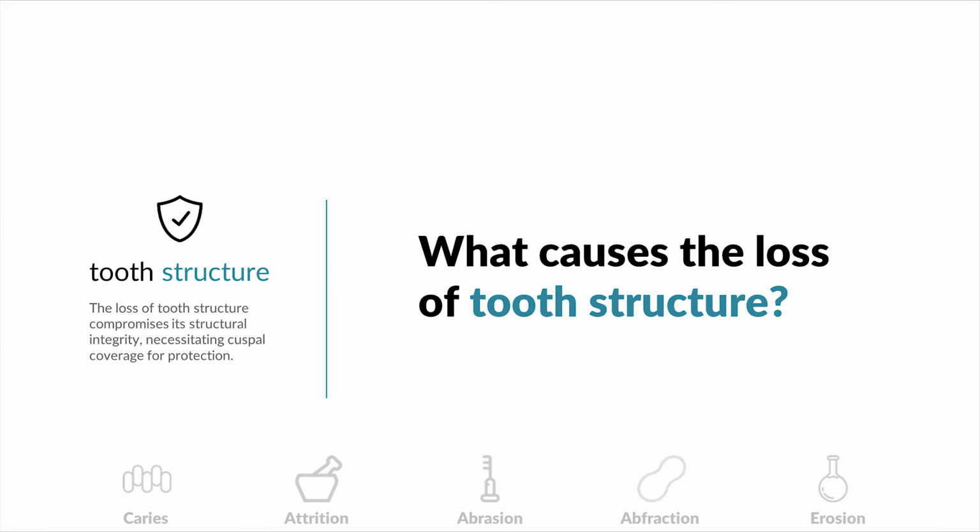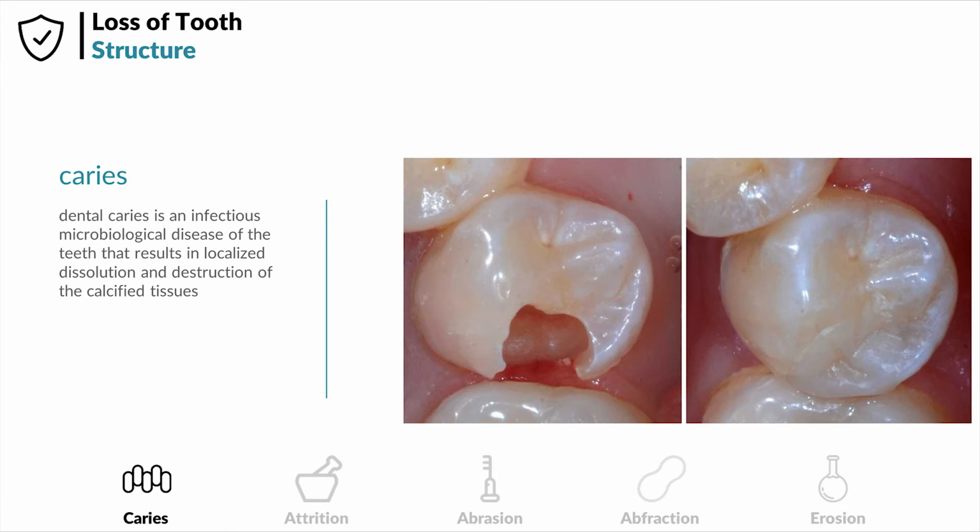So let's explore that a little bit more, right? So let's ask these questions. What causes the loss of tooth structure? So the first thing we'll explore is this idea of caries. So what is dental caries? Caries is an infectious microbiological disease of the teeth that results in localized dissolution and destruction of calcified tissues.